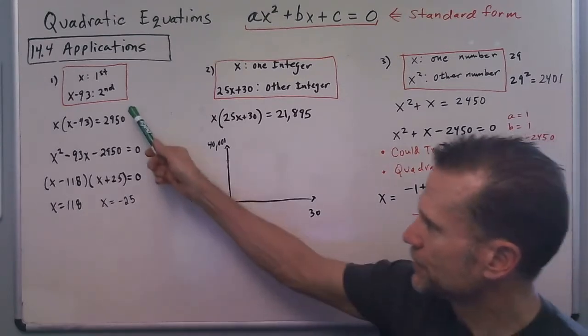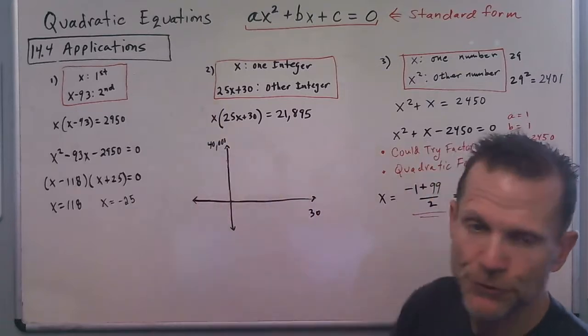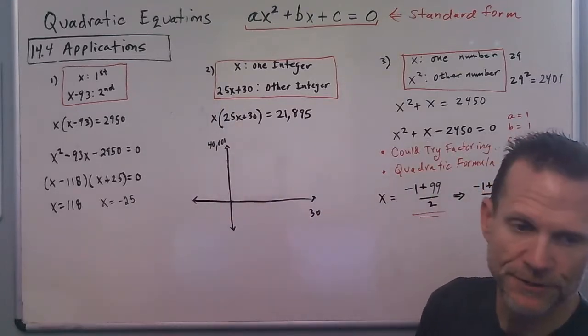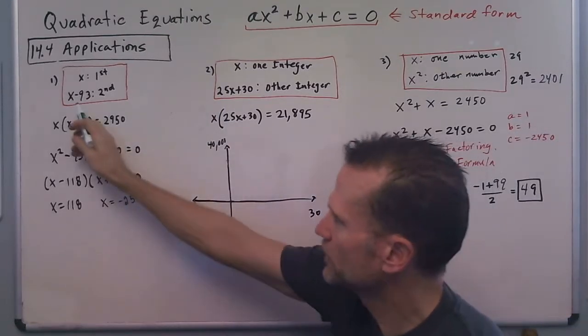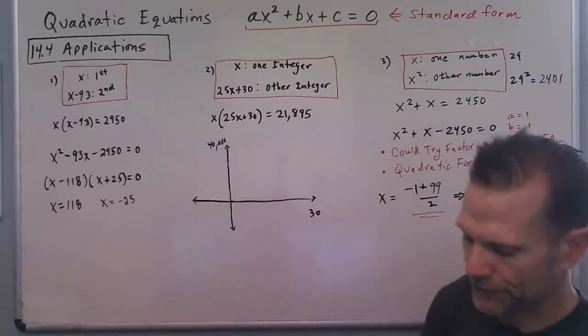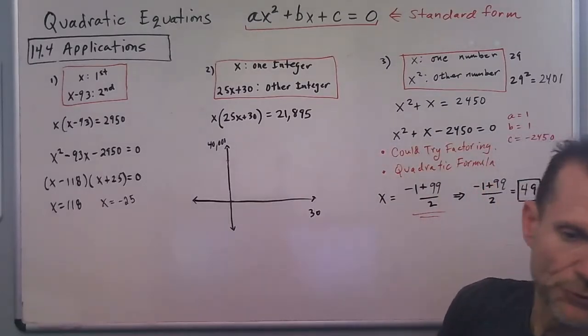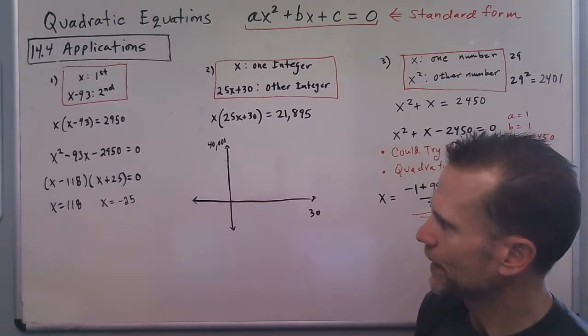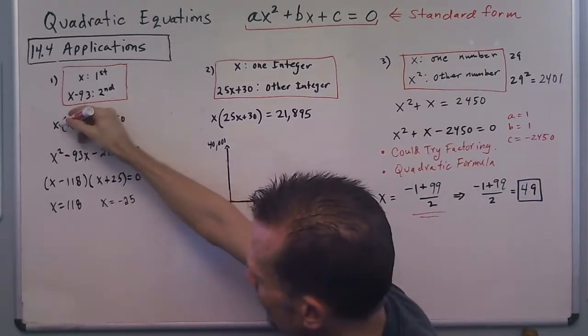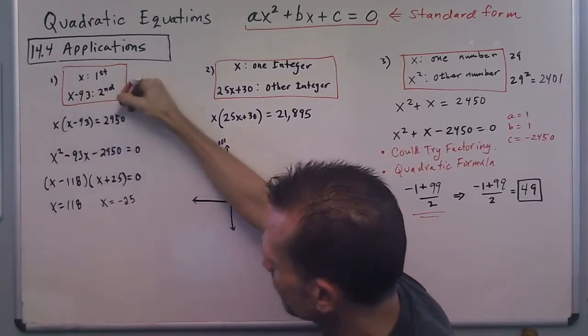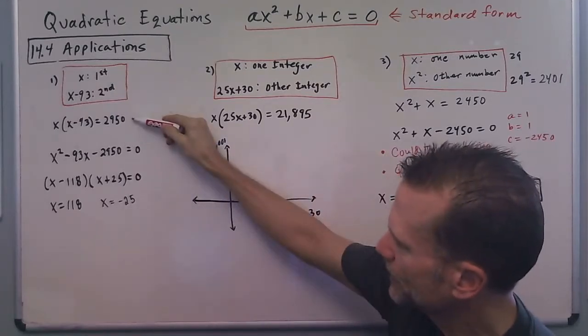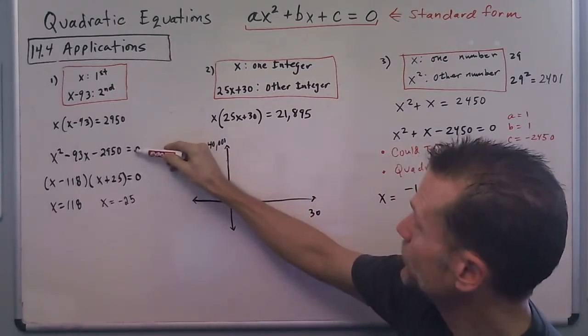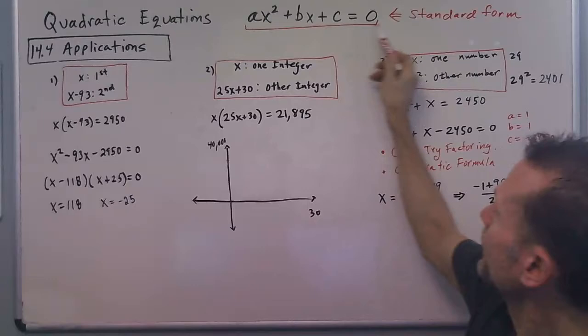But the first problem says that we're looking for two positive integers whose difference is 93. So that's why we have this x minus 93. And then it says the product of those two integers is 2950. So that's why we write the first one times the second one. So once I have this, I can manipulate it into standard form here.